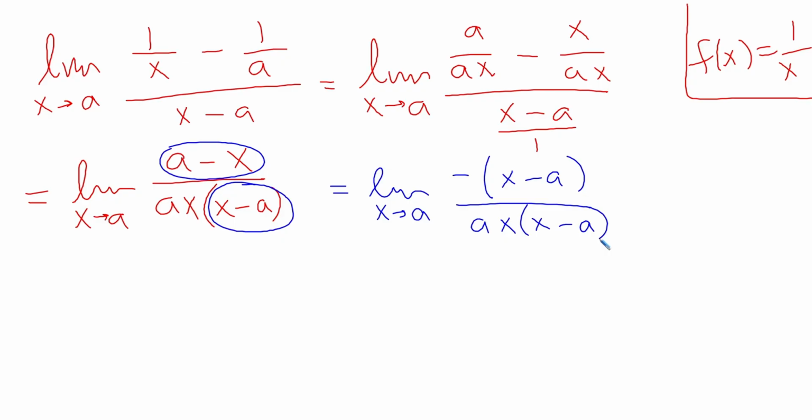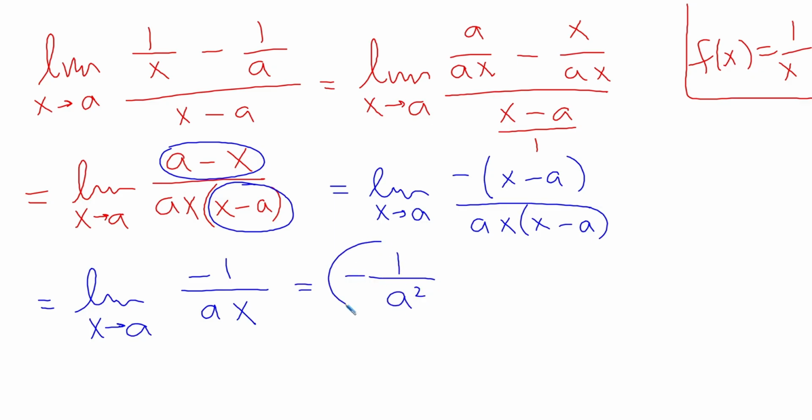And so now all we have to do is see what happens as x goes to a. Well, the x minus a's will cancel. So we have a limit as x approaches a of negative 1 over ax. And as x becomes a, that becomes negative 1 over a times a, or negative 1 over a squared.